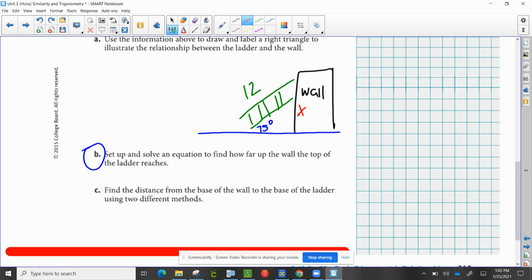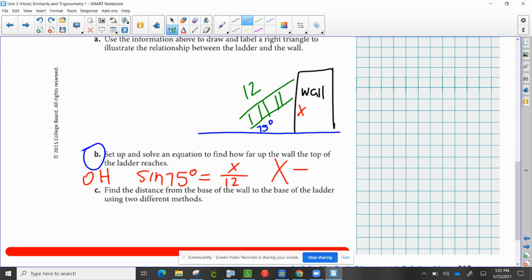So set up a trig ratio and see. So let's look at what we're given. For 75 degrees, I'm given the opposite side. It's across from that angle. That's what we're trying to find, which is x. And I know the length of that ladder was 12. That's my hypotenuse here. So opposite and hypotenuse would be sine. So finding the sine of 75 degrees equal to opposite over hypotenuse. So go ahead and solve that for x for me and see what you get.